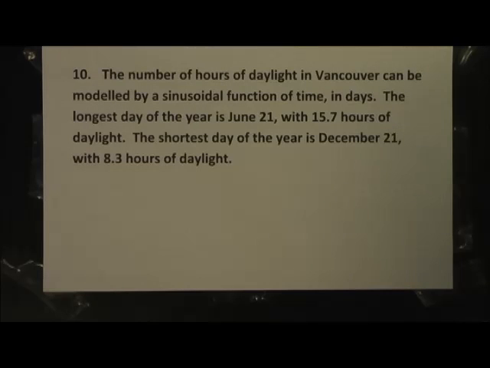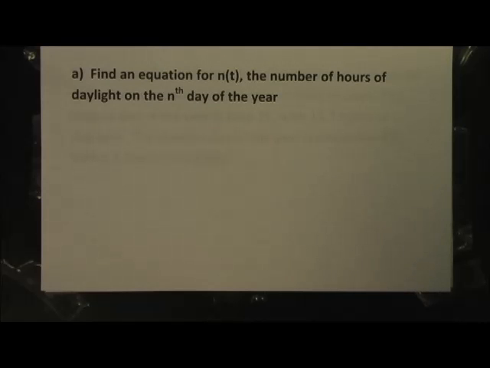The question states, the number of hours of daylight in Vancouver can be modeled by a sinusoidal function of time in days. The longest day of the year is June 21st, with 15.7 hours of daylight. The shortest day of the year is December 21st, with 8.3 hours of daylight. There are two parts to this question, A and B.